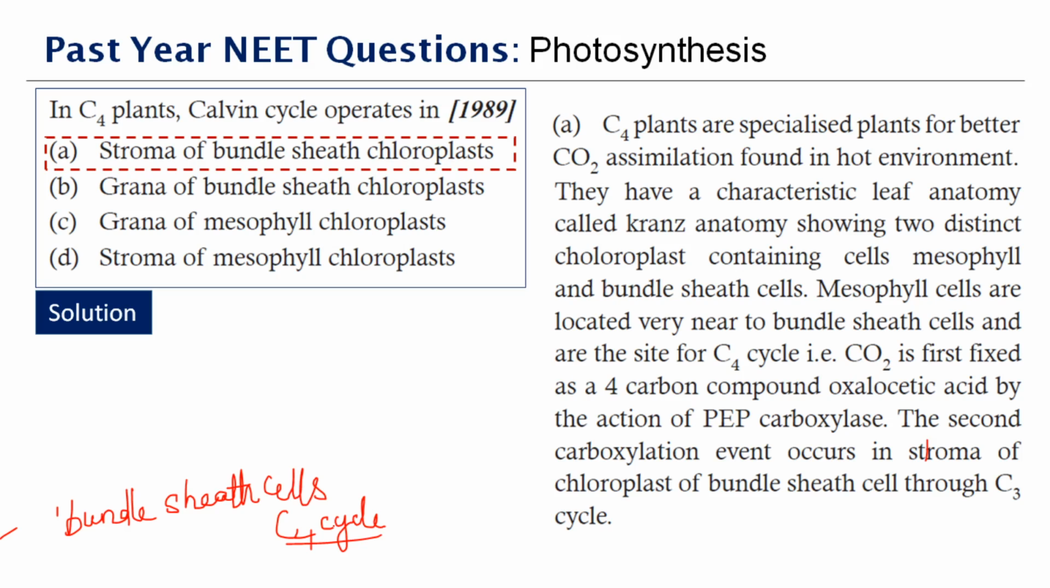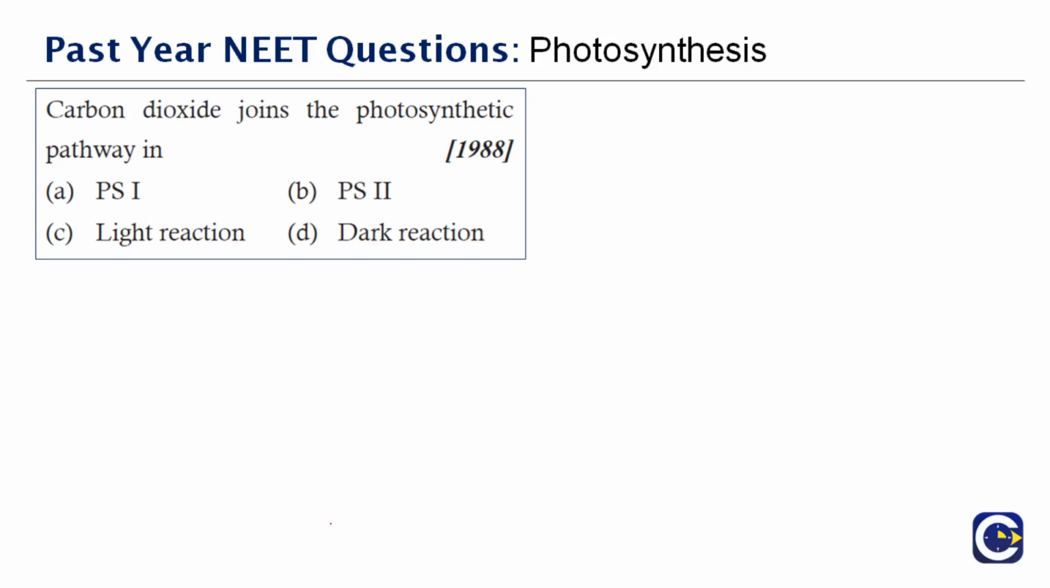So stroma is actually there. You do not require any grana. Grana will have chlorophyll in it. When it comes to a cycle, especially C4, we talk about stroma. Okay, next question here. Carbon dioxide joins the photosynthetic pathway in dash.